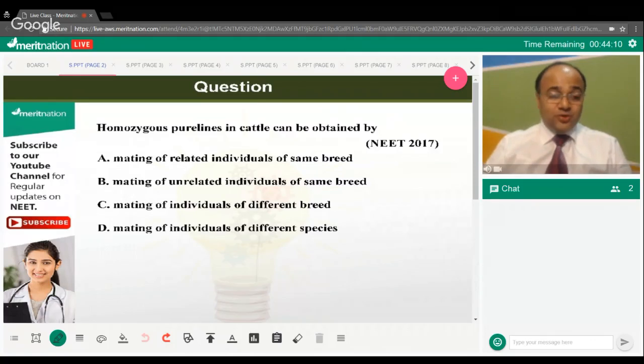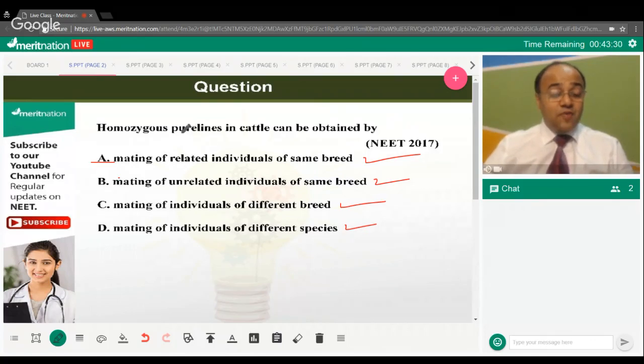Okay. So, homozygous pure lines in cattle can be obtained by the first option, mating of related individuals of the same breed, mating of unrelated individuals, mating of individuals of different breeds. Smriti has given me option B as the answer. Sudarshan says it is A. Sandhya says it is A. Meghna says it is A. So, very well. All of you are right, and the correct answer is option A.